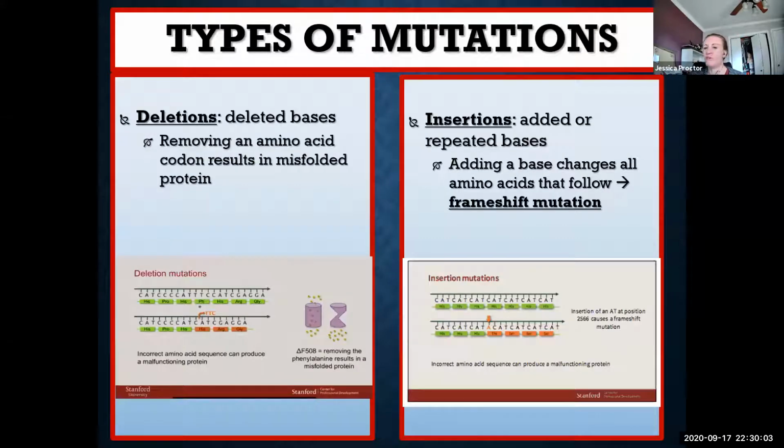All right, so a deletion, just like it sounds, would be a random amino acid or a codon deleted from the code. So it's removing an amino acid codon, resulting in a misfolded protein. So an insertion is just the opposite. So just like it sounds, it's added or repeated bases. So adding a base changes all amino acids that follow. So same with a deletion. If you're deleting an amino acid codon, or if you're adding an amino acid codon, it actually affects the entire sequence from there on out.